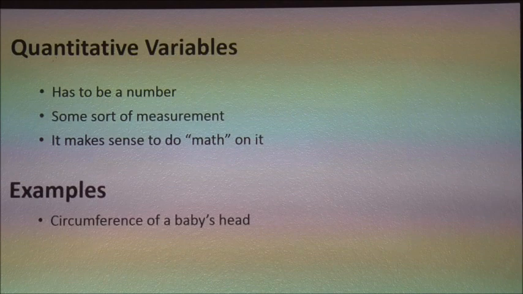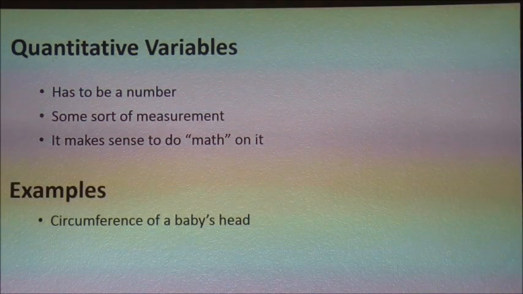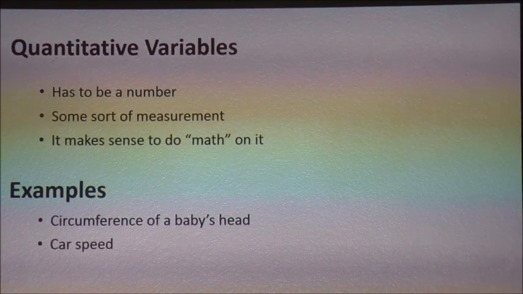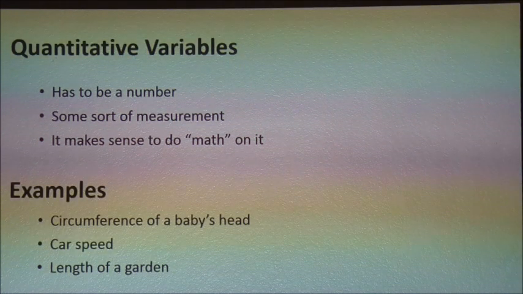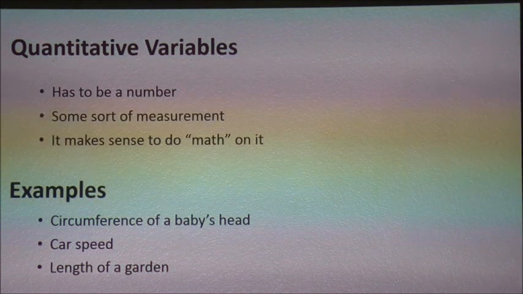A couple of examples of quantitative variables. You might take your newborn to the doctor and they will measure the circumference of the baby's head, and that'll be a quantitative variable. Might be checking your car speed as you drive, that's a quantitative variable, or you might have a tape measure and you're out in the back of your house measuring the length and width of your garden. So those are all quantitative variables.